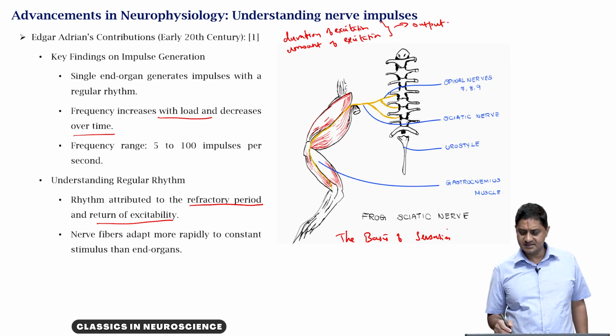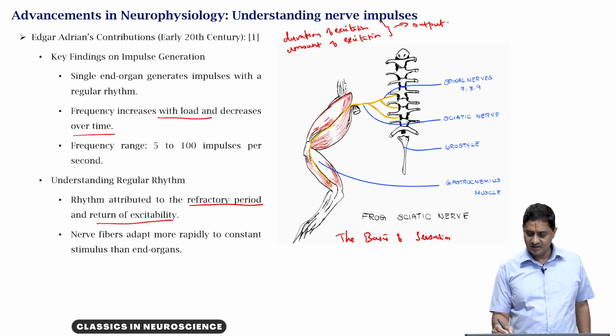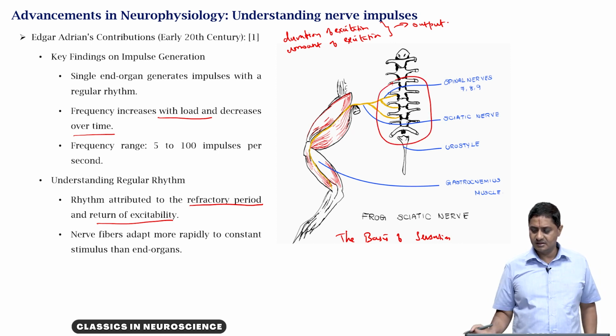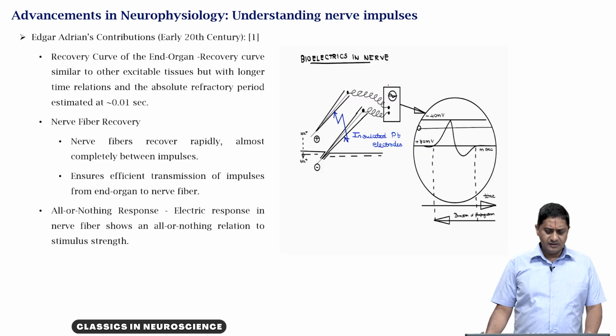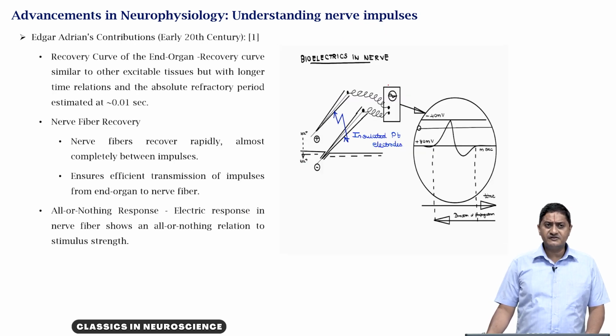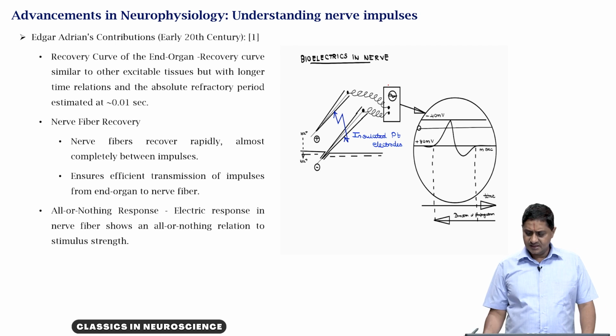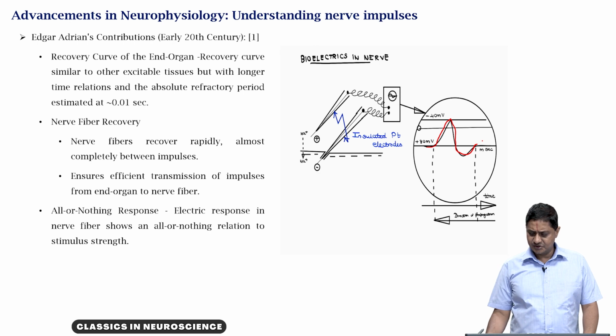So what's shown here in this picture is the loading of these specific muscles, sciatic muscle or gastrocnemius muscle as the case may be, and the measurements that were taken. So what are the particular spinal nerves that were there? And they also found that the recovery curve of the end organ was similar to other excitable tissues, but they had longer time relations, critically describing the nature of this action potential.